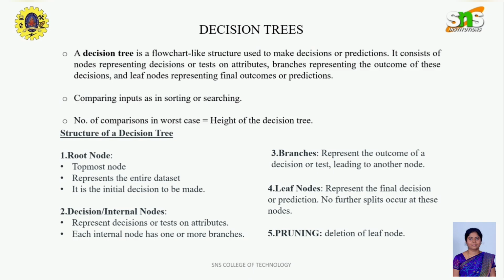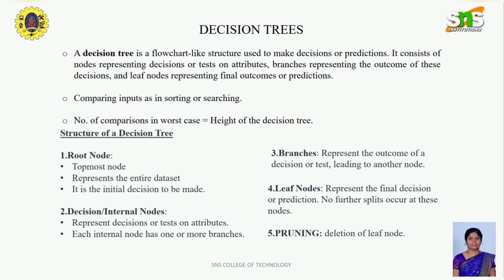So, it is used to compare inputs. For example, decision trees are used in sorting or searching. The number of comparisons in the worst case equals the height of the decision tree. So, let's see the terminologies involved in decision trees.